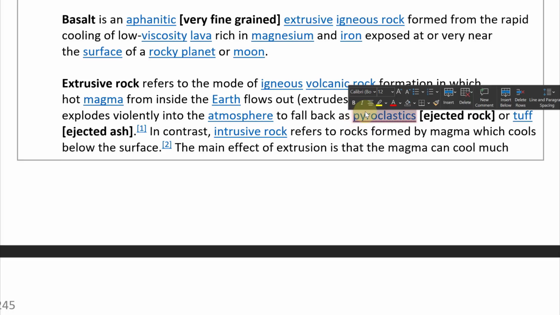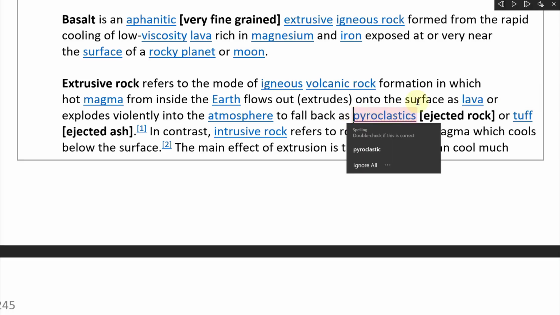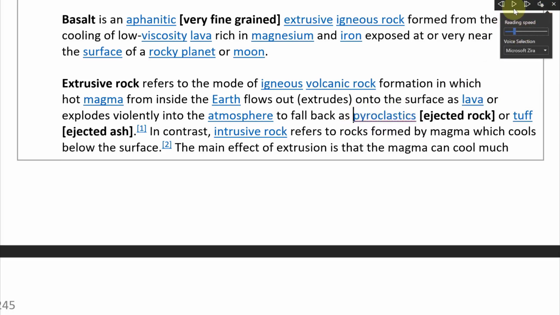Let's just see the pronunciation of this one. And what I'm going to do now is press this super slowly. Well, I made this slow reading speed. Let's see if this is easier to follow.